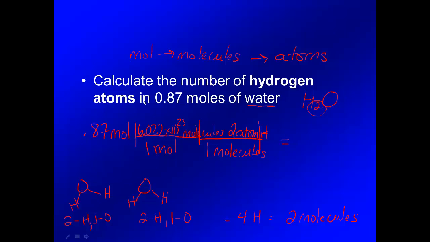Notice how many words I put when I'm doing dimensional analysis, so that when I go back I can double check and I'm saying, does that make sense? So then I just do the math. 0.87 times 6.02 times 10 to the 23rd times 2 equals 1.0 times 10 to the 24th atoms of hydrogen.